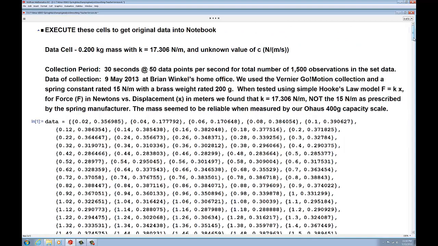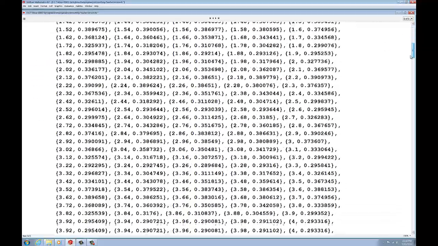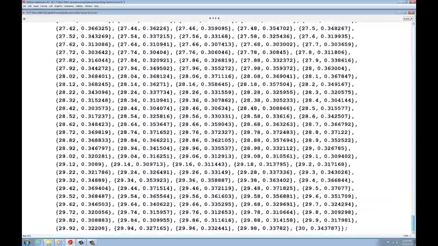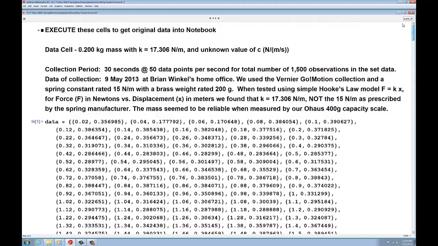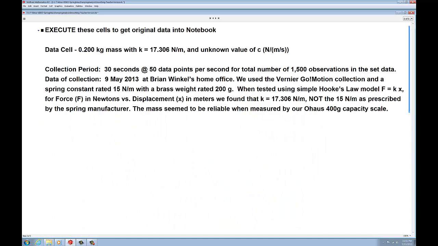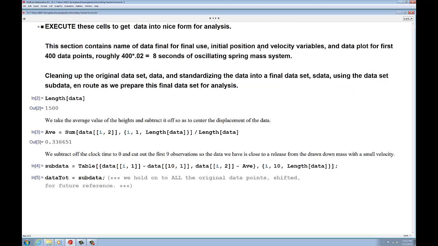This entire notebook has been evaluated, and here you see the first cell, which is 30 seconds of data at about 50 times per second. So we're going to close this up and point out that the particular mass we used was 200 grams. The spring was rated at 15 newtons per meter. We actually found out that the spring constant was a little higher than that, so we're not so sure of the manufacturer's claims. But the mass was right on because it's a pretty solid standard piece of brass mass.